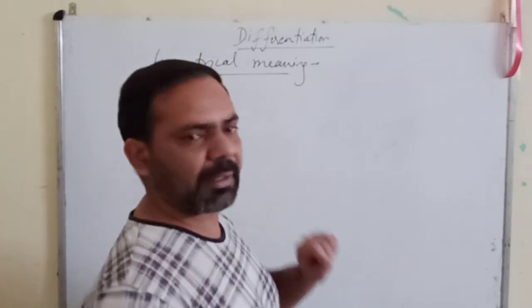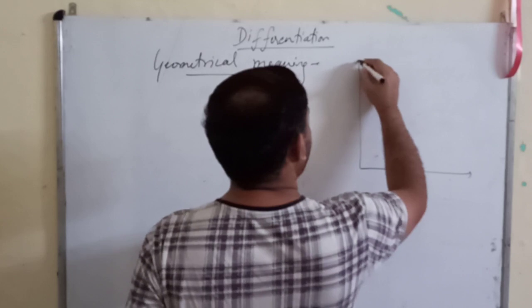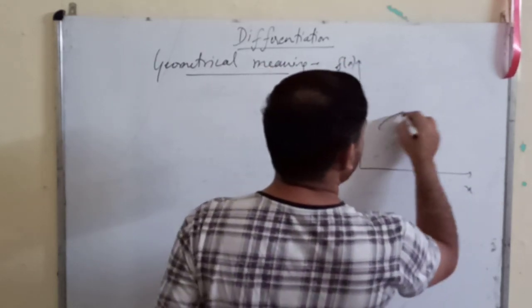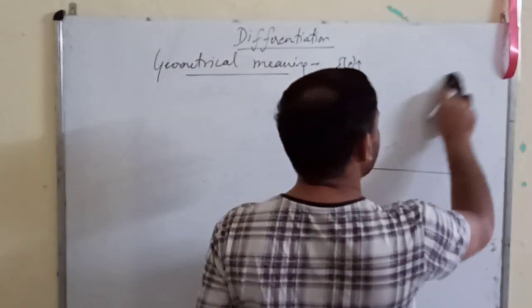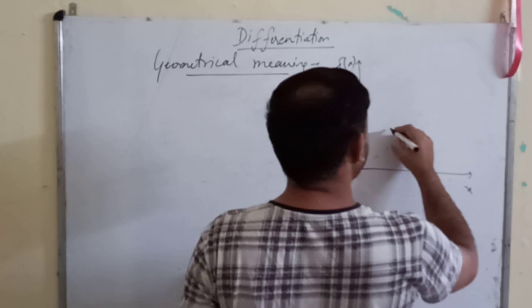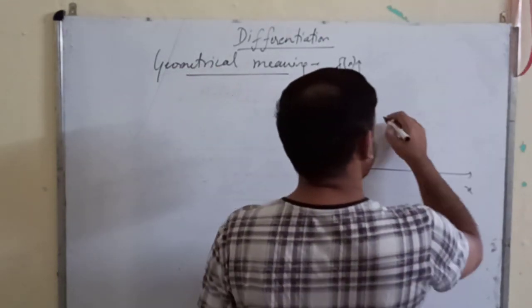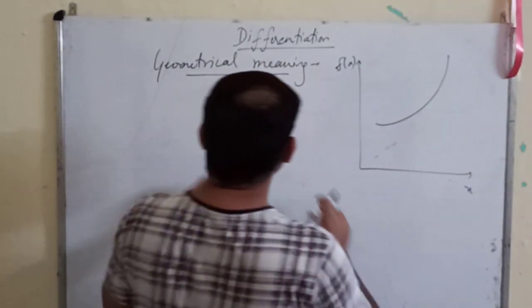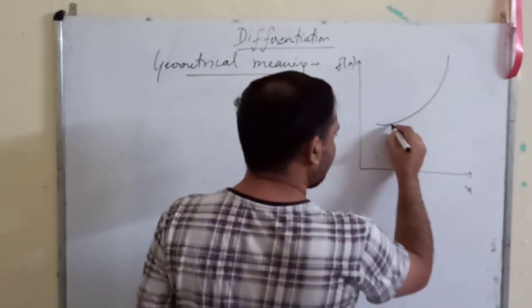Now, what is the geometrical meaning? What does it mean geometrically? Suppose you draw the graph. You have the x-axis, you have f(x). Now you draw the graph like this. Suppose we have a curve. Let us take a simple one, let us take this one. Now I'm going to discuss the geometrical meaning.